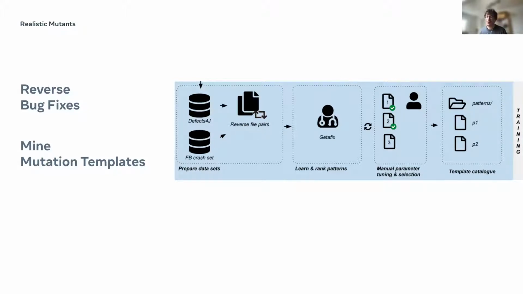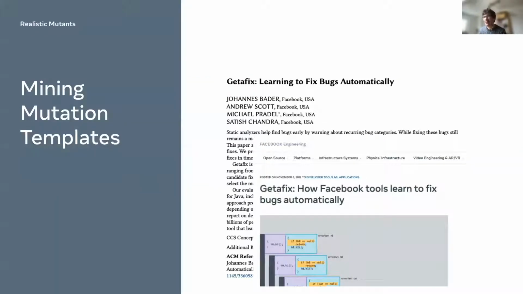The next step is to extract commonalities among them by automatically learning and ranking emerging patterns and manually selecting the promising templates from these. The base technology we use to do this is called GetAFix, which has also been developed here at Facebook. For Mutation Monkey, we modified it to be GetABug instead. Well, let's talk a little bit about GetAFix.